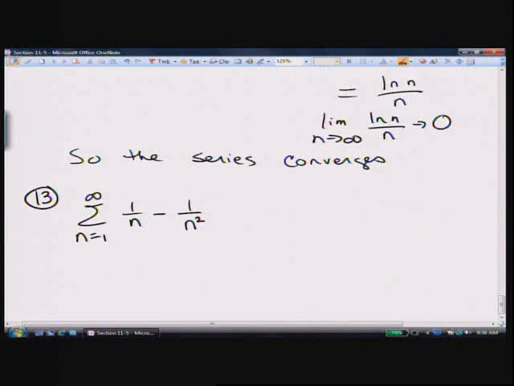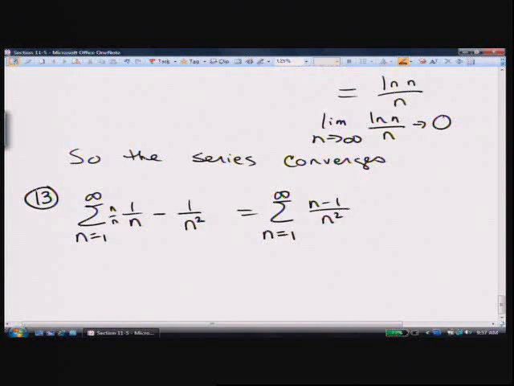If I was going to do that one, I think I would at least want to get a common denominator before I started. So I would at least want to write this as the series n goes from 1 to infinity of n minus 1, because this one will have to be multiplied by n over n. So n minus 1 over n squared, right?